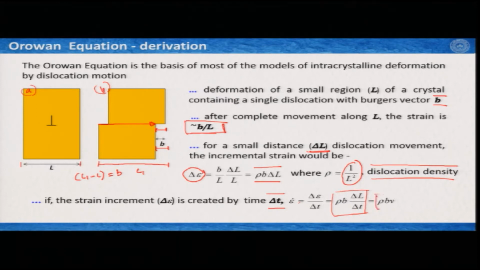So, finally, we arrive at this equation: strain rate is equal to the product of dislocation density, Burgers vector, and V, where V is the velocity of the dislocations, or dislocation velocity. Now, this is a very important equation, and we will see what the implications of these terms are, or how dislocation density, Burgers vector and dislocation velocity would influence the strain rate.